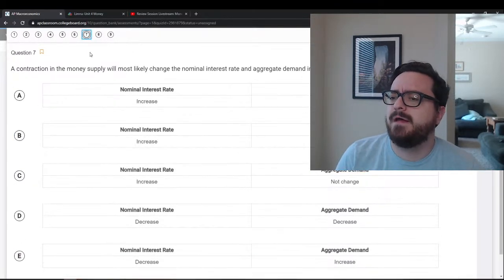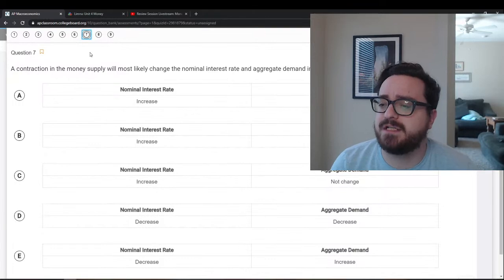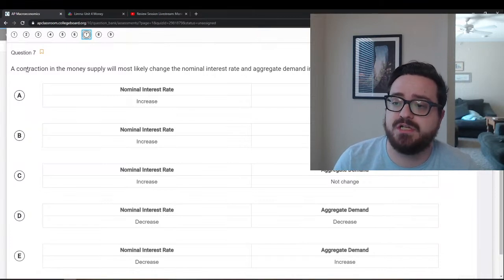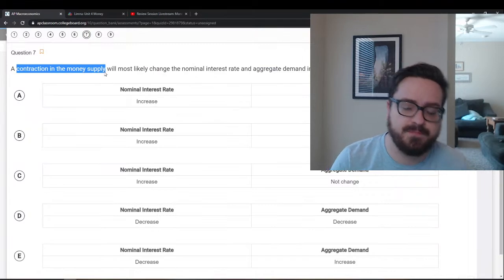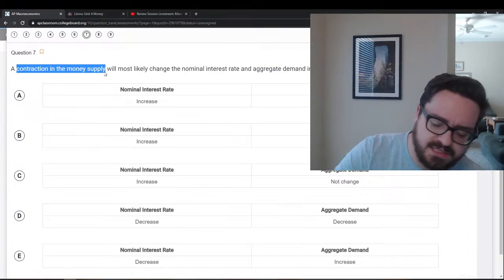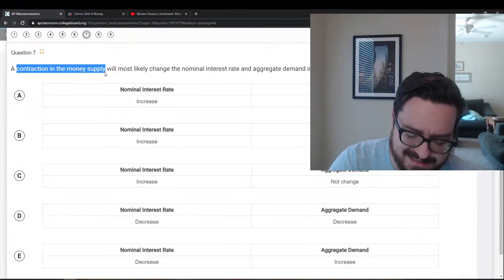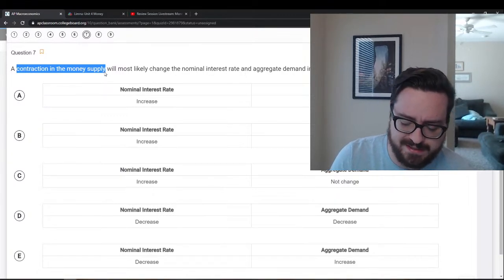7. A contraction in the money supply will most likely change the nominal interest rate and aggregate demand in which of the following ways. Hit on this before, but a contraction in the money supply is a decrease in the money supply. Drew this already, but I'm going to draw it again. For the monetary policy questions, they do kind of repeat themselves a lot because there's not much they can really ask. Either you increase or you decrease the money supply.